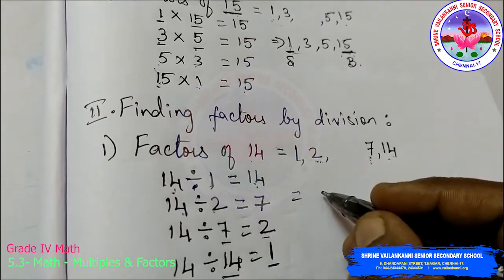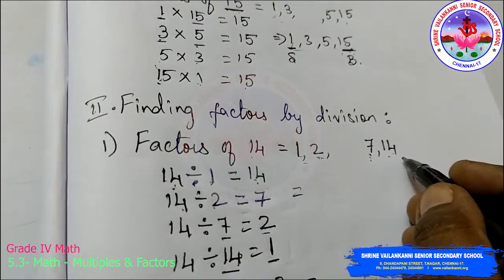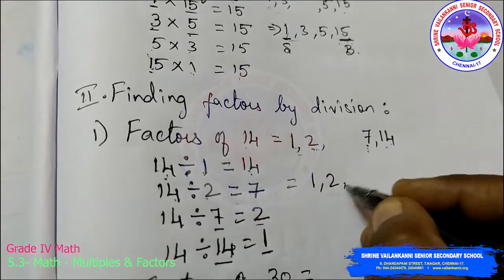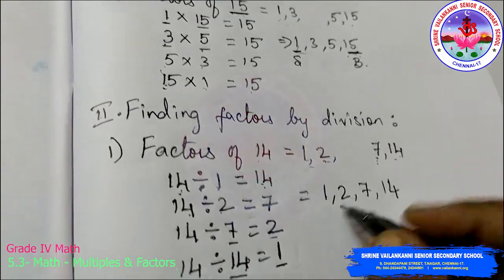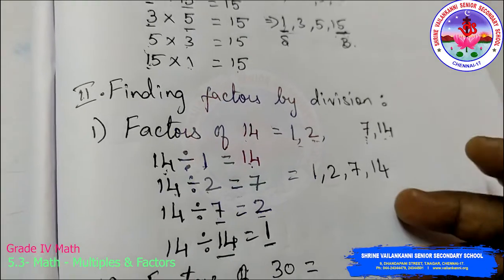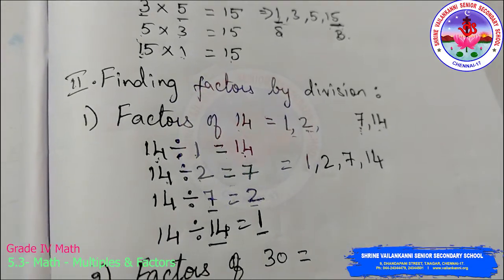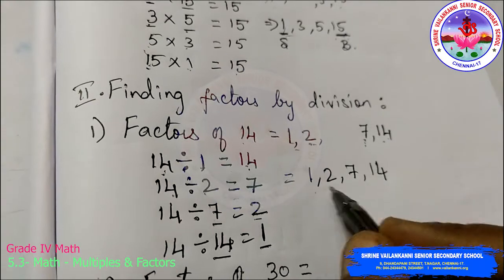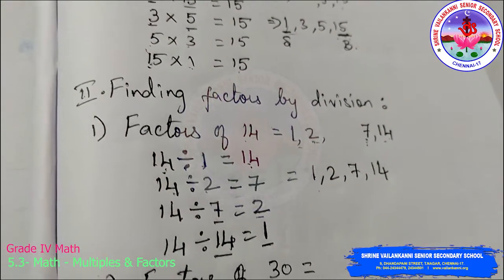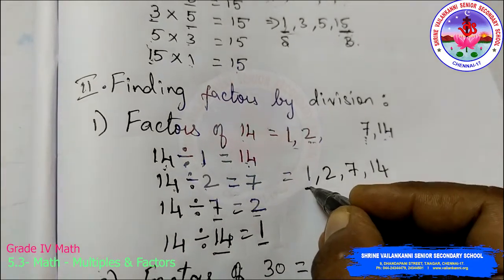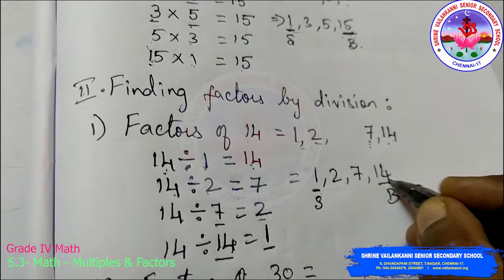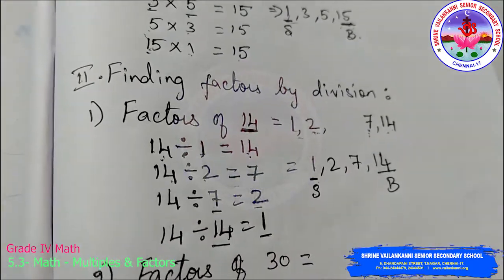So therefore, we got 4 factors using the division method. We have found 1, 2, 7 and 14. These are the 4 factors, which are countable in any number. Your factors will be countable. So here we got a total of 4 factors for the number 14. The smallest factor is 1 and the biggest factor is 14, which is the number itself.